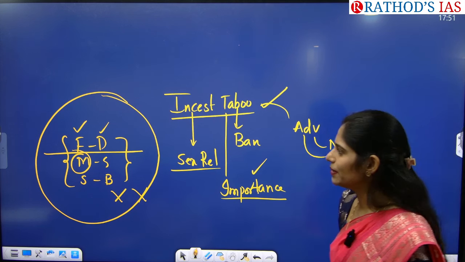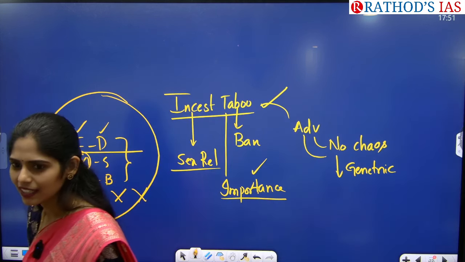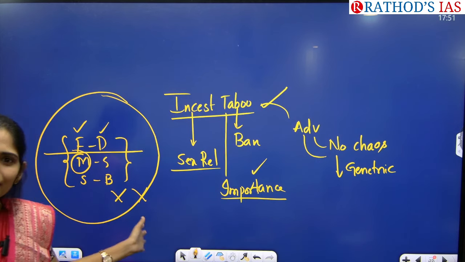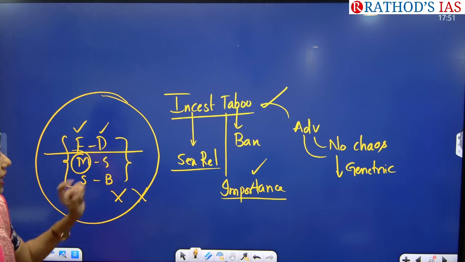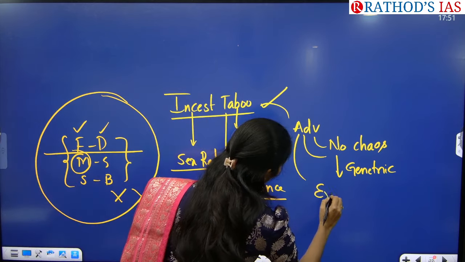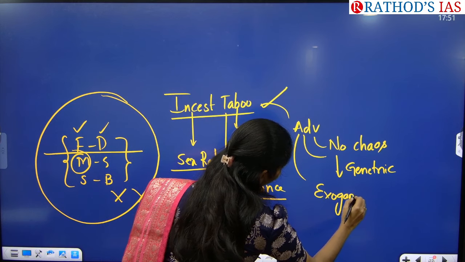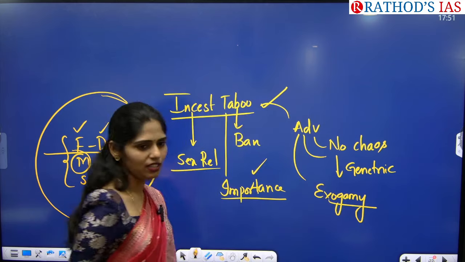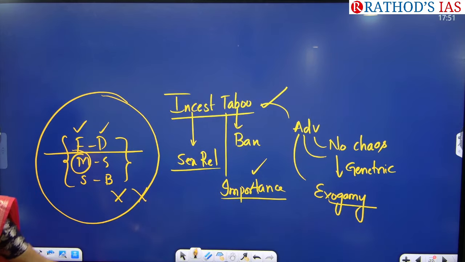No, right? That means for the proper functioning of the family, and to continue the family as a social institution, we need to have this incest taboo. And we can also ensure exogamy because of this incest taboo.